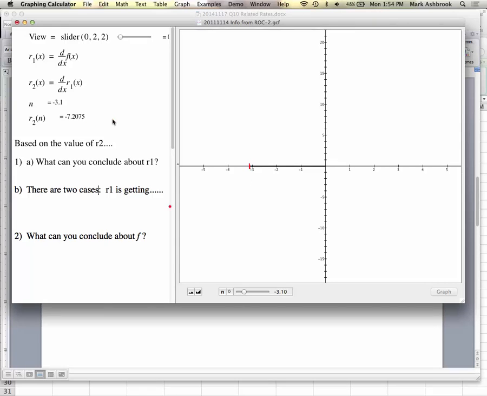So I have a couple questions for you here. What can you conclude about R1? So R2 is negative 7.2. So what can you conclude about R1? And then B says, based on that conclusion, there are two cases, two possibilities for what you conclude about R1. And then what can you conclude about F with the given information that at x equals negative 3.1, R2 is negative 7.2? So talk about all that for a minute, see what you come up with. Go.